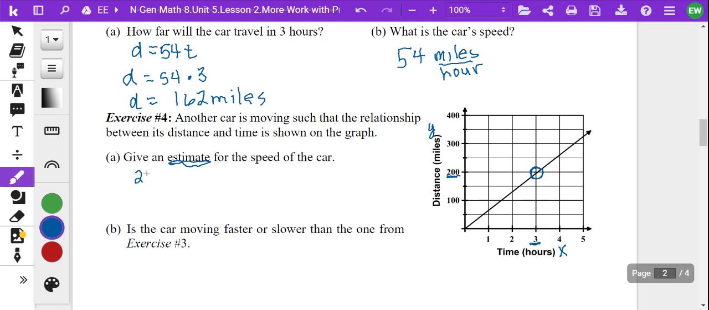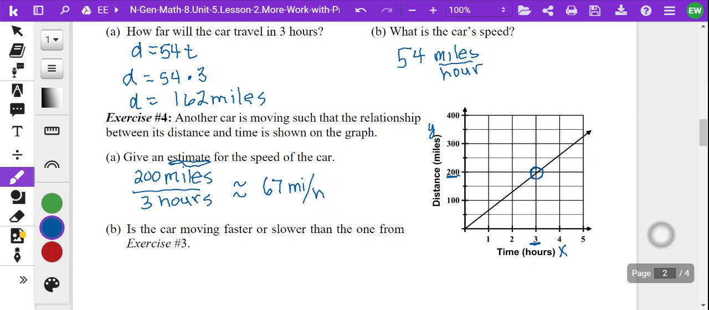So 200 miles in 3 hours. And what we're going to do is try to find the approximation of it in 1 hour. So we have to divide 200 divided by 3. It's about, if I round it to the nearest whole number, 67 miles per hour.